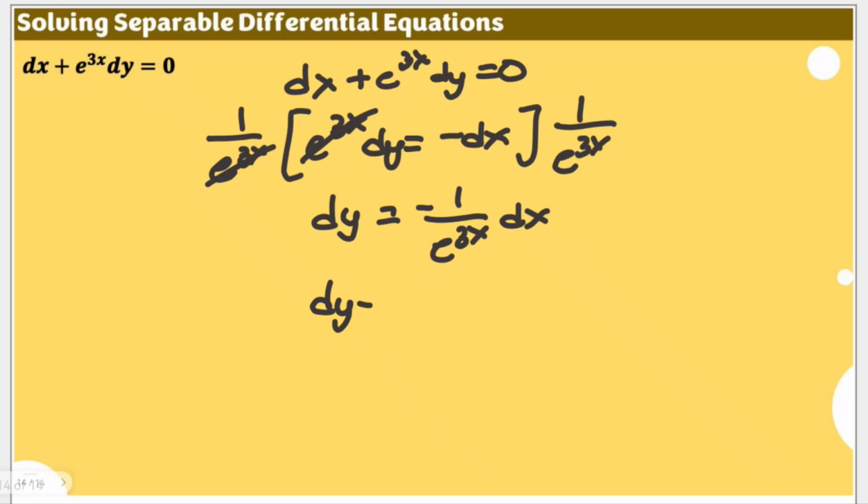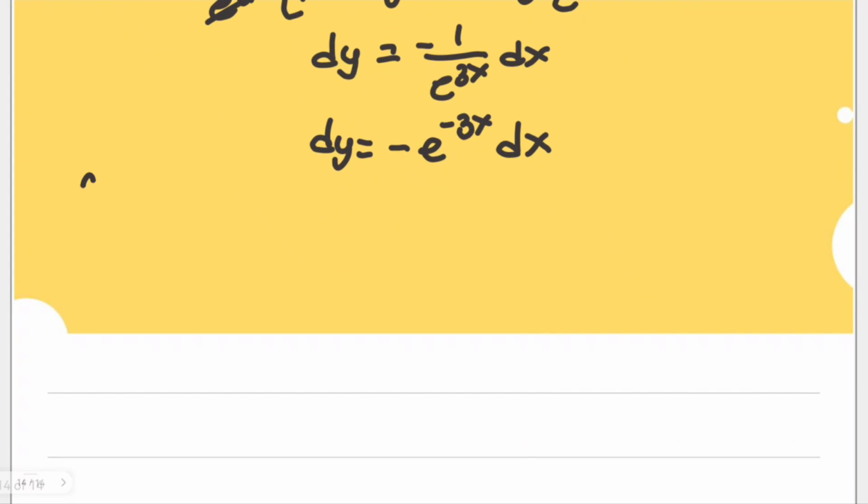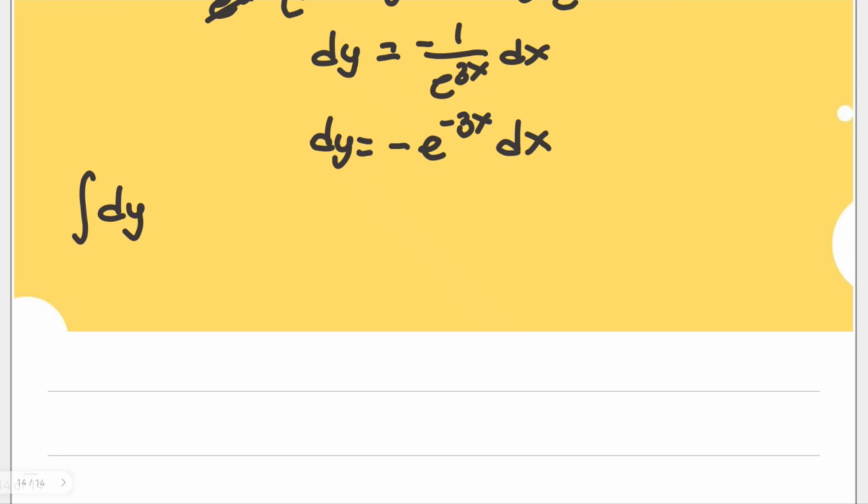If you would like to, you can actually rewrite this as negative e to the power of negative 3x dx, using the reverse of the law of negative exponent. Since we have a positive exponent on our exponentiation that is found in the denominator, we can bring the entire exponentiation up, making the exponent the opposite sign, from positive to negative. So this time we are solving for this equation, and we are going to integrate both sides. You have the integral of dy is equal to the integral of negative e to the power of negative 3x dx here.